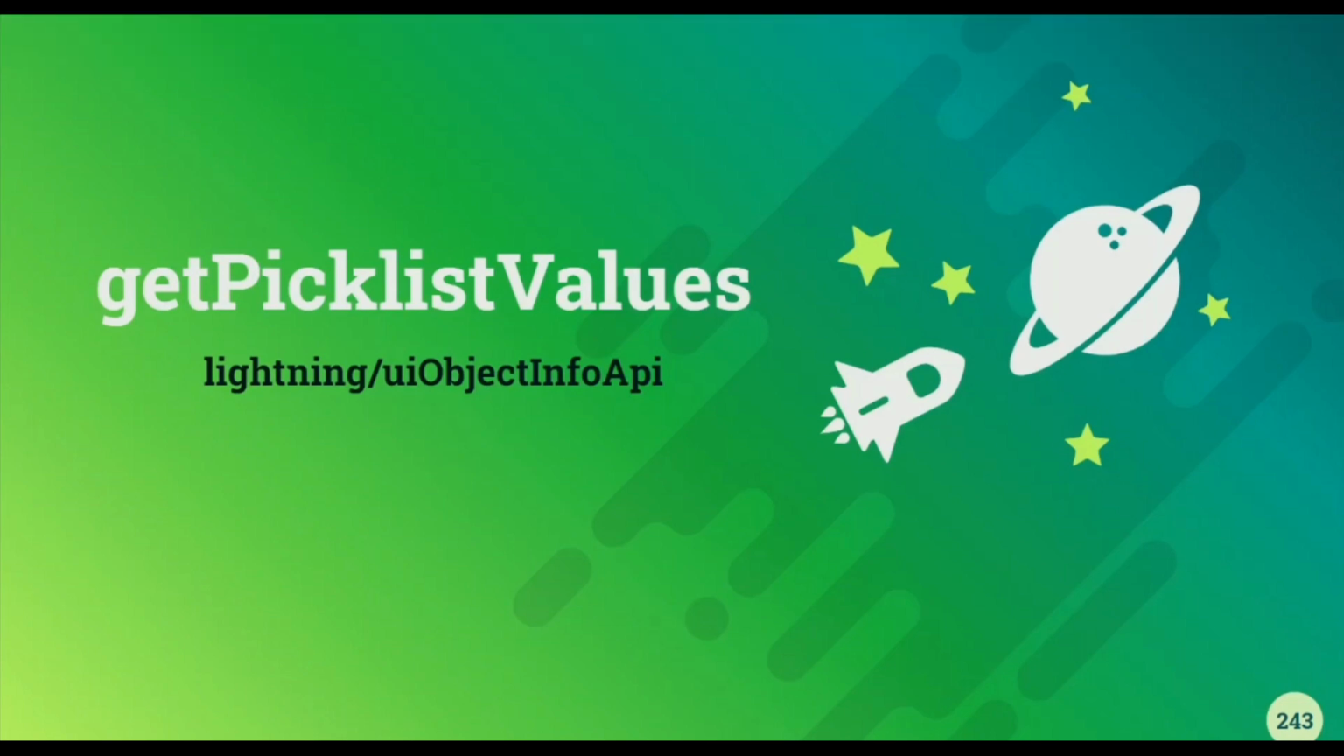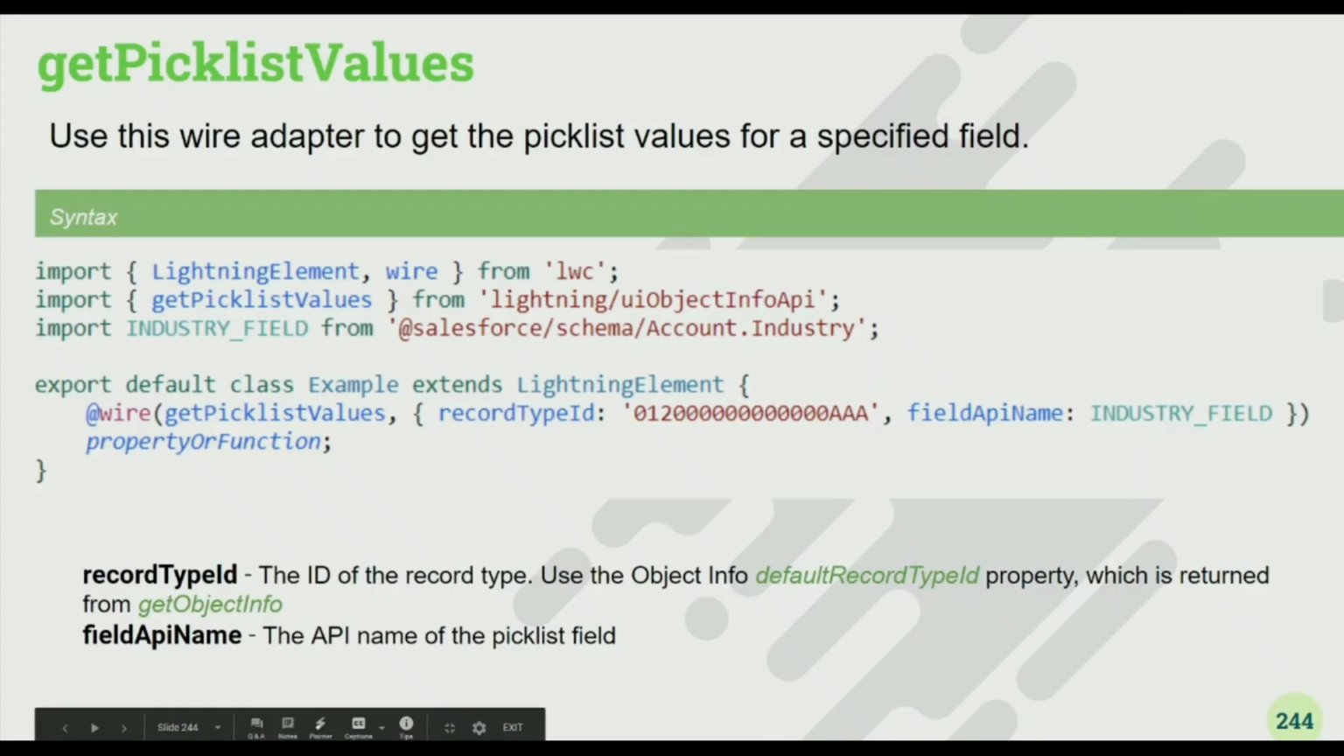Adapter, and this wire adapter we can import from the lightning/uiObjectInfoApi. This wire adapter is very common nowadays in LWC, and we use it to get the picklist values for a specified field. Before this adapter we used to call Apex and then fetch the picklist values, but with this adapter we don't need to write a single line of Apex code.